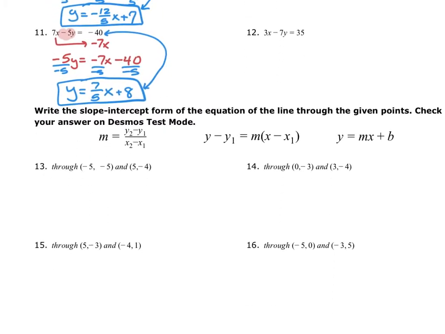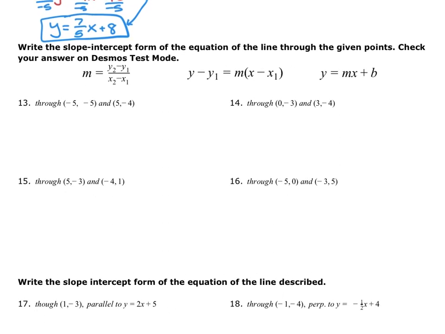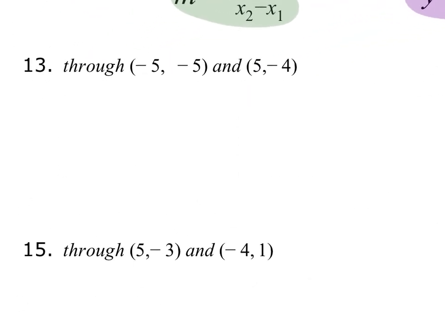13, 14, 15, and 16 ask you to write the slope-intercept form of the equation of a line that goes through given points. This is another one where we can visually check our answers on Desmos test mode, but here are the things we're going to need for this problem. Since we're given just 2 coordinate points, we need to find a slope. Because once we find a slope, we have a slope and a point, and we can rearrange it into slope-intercept form. So let's check out number 13.